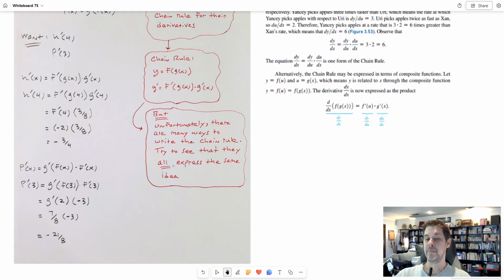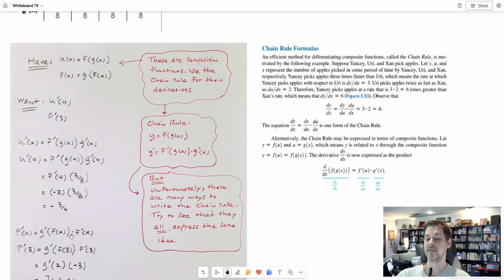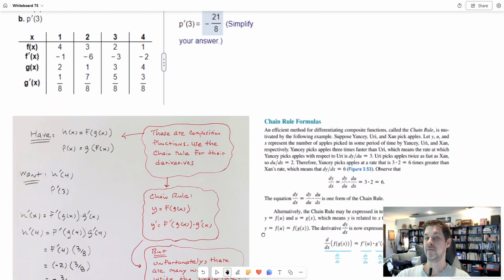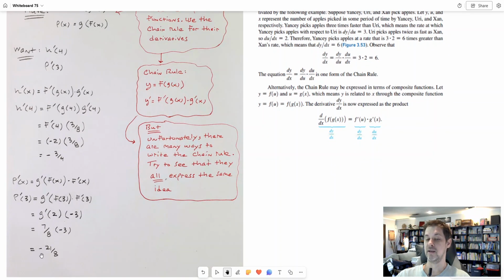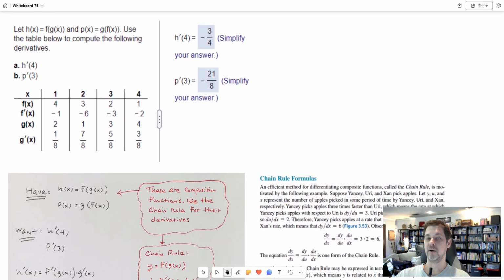I would find p prime x the same way. It's a composition. The chain rule unfolds with g prime f of x times f prime x from this and this. Okay? And then if you want p prime 3, putting 3 in for those x's, finding our values from the data on this table in the same way that I explained in the first question gets me negative 21 over 8. All right? So that's the chain rule applied in what I feel is a very abstract situation. Abstract in the sense that I don't know what these functions are, but I want you to see that I can apply the rule the same way no matter what.